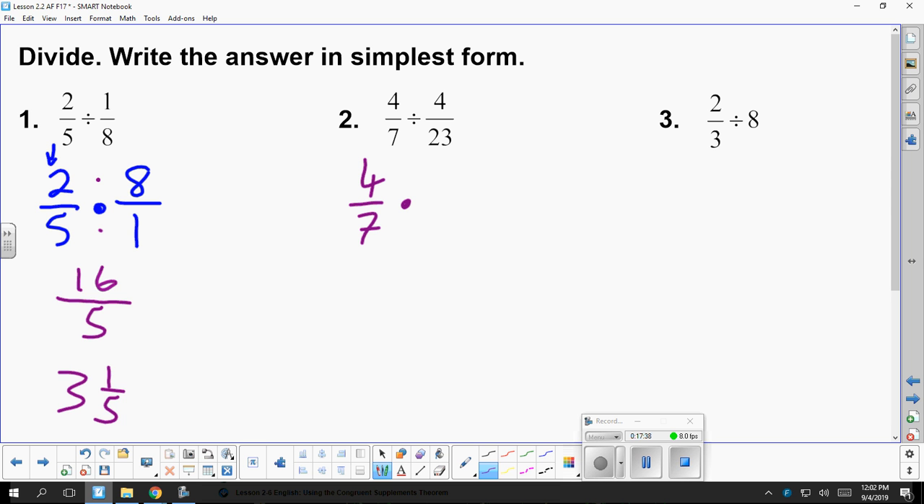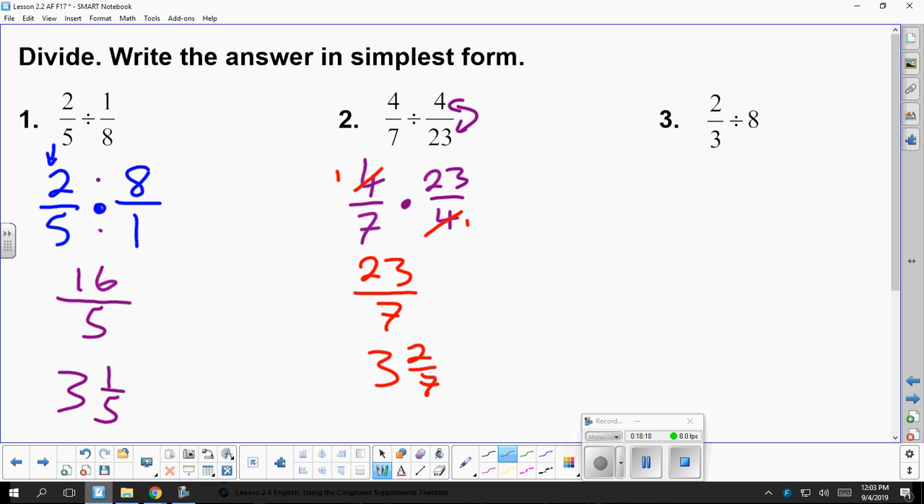This next one, again, copy down the first one. Change it to multiplication. And then flip the second one over. So notice with this one, I can go ahead and cancel here. So I can cancel 1 and 1. So 1 times 23, 23 over 7. And then I can simplify this. 7 goes into 23 3 times with 2 left over. 3 and 2 sevenths.